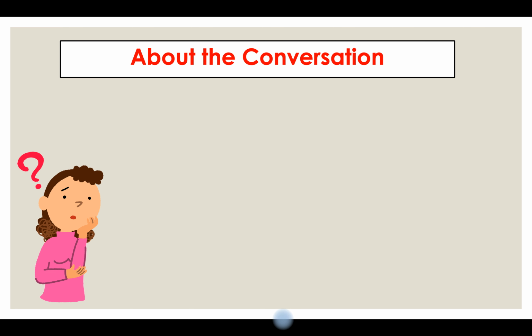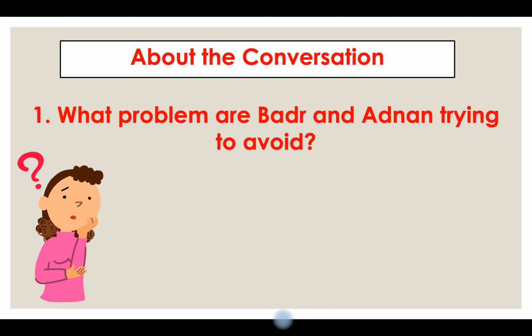Now we have a couple of questions about the conversation. The first question, okay, you can just go back to the conversation, to the script, or يعني للنص, and you find out the answer to this question. What problem are Badr and Adnan trying to avoid? Okay, why have they decided to divide the chores between them? ليش قرروا انهم يقسمون الأعمال بينهم?